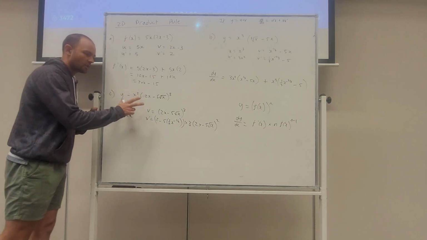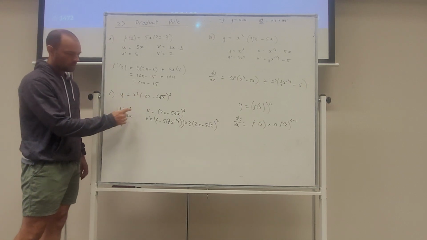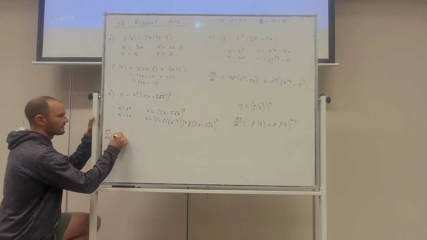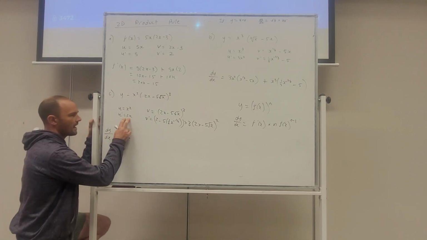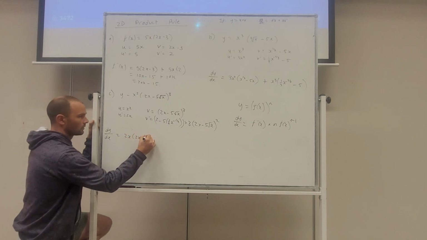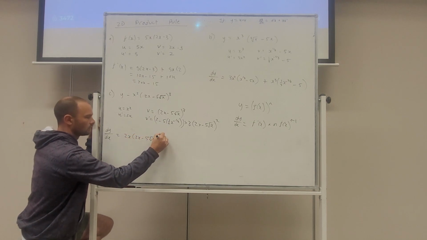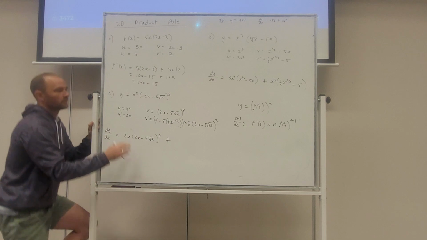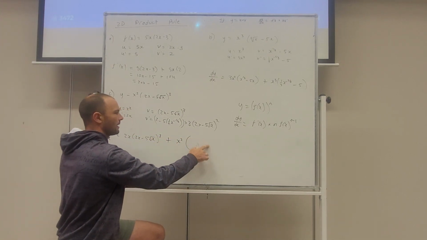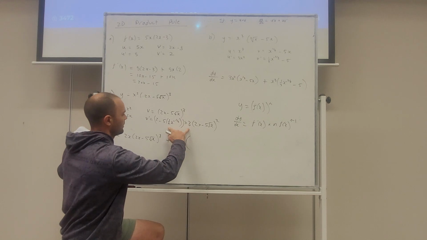Okay, so let's smash all of that together. We've got u, u dash, v, v dash. We're ready for dy on dx. It is u dash v plus u, and then multiplied by that monstrosity of v dash there.